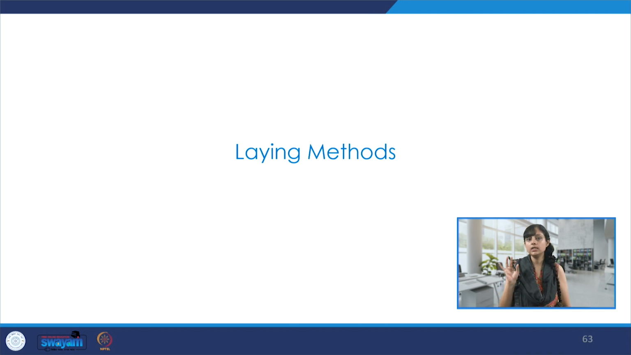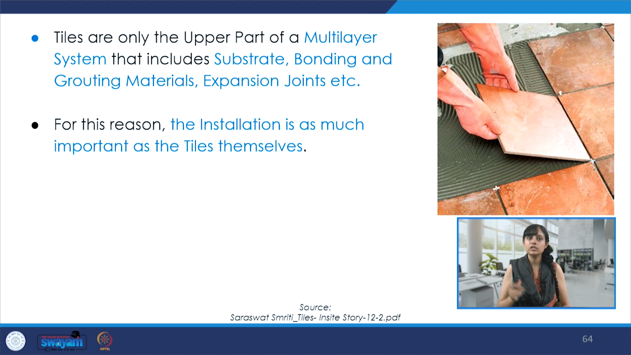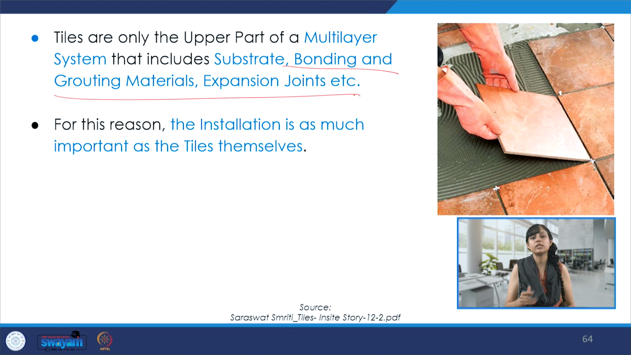Now, typically, when we talk about tiles, tiling, what are the laying methods that are a part of this important process? So, tiles are only the upper part of a multi-layer system that includes a substrate, bonding and grouting material, expansion joints, etc. So, it's like a system in place. So, for this reason, the installation is as much important as the tiles themselves. So, the laying methods are very, very important, and the technicalities need to be really understood well.